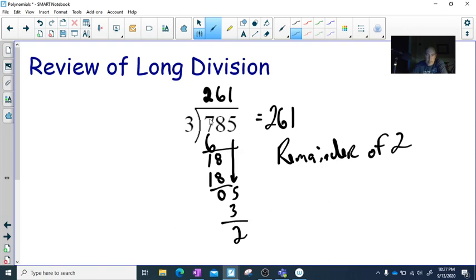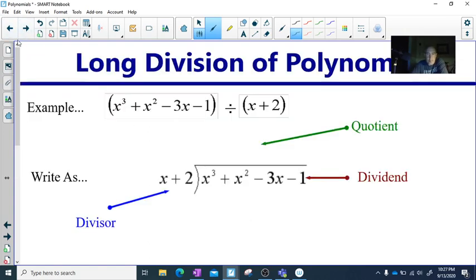All right, now I'm going to use this type of process and show you how to do long division of polynomials. All right, so I want to take this polynomial and divide it by x plus 2. Let me just backtrack for a second.